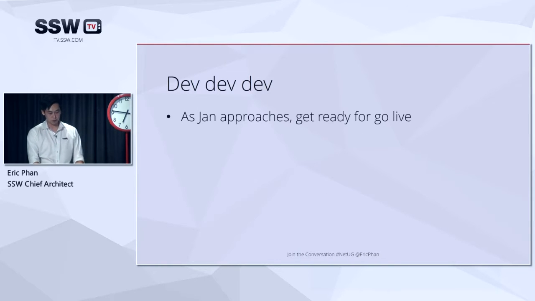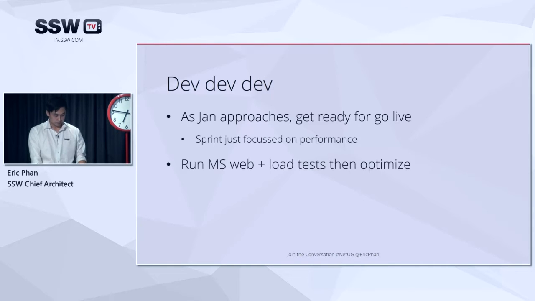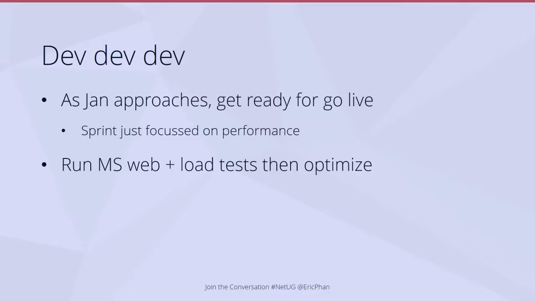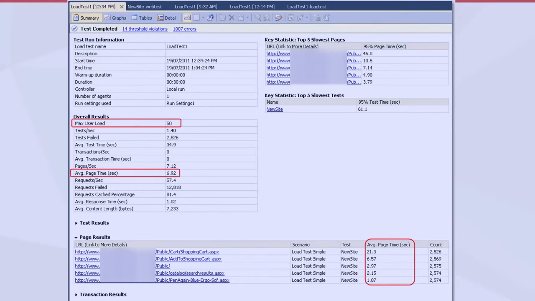Okay, so we went on, developed. As January approaches, we get ready for the big sale. Get ready to go live with this new application. So before that, we had a sprint just focused on performance. So we set up the MS web tests, we ran load tests, and then we optimized and just did what we could to make sure that the website could perform up to expectations.